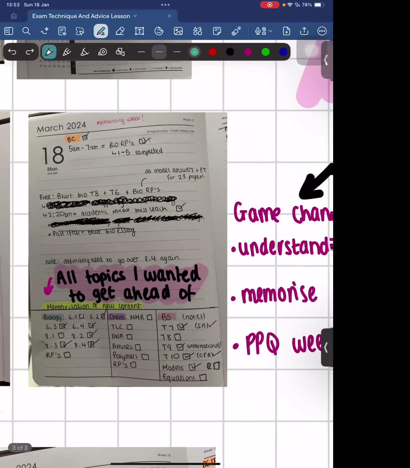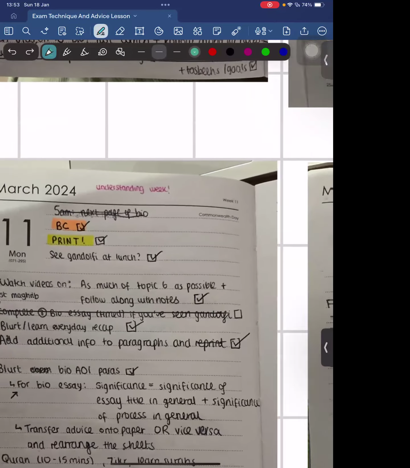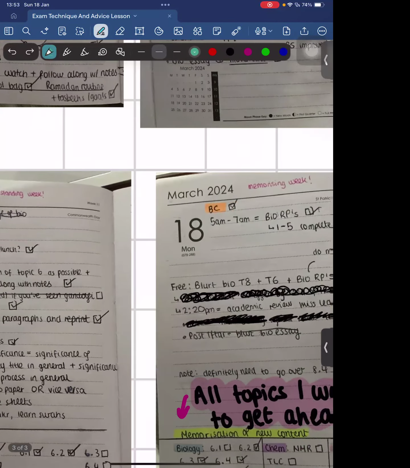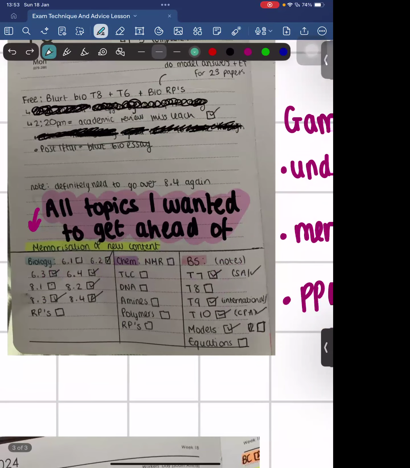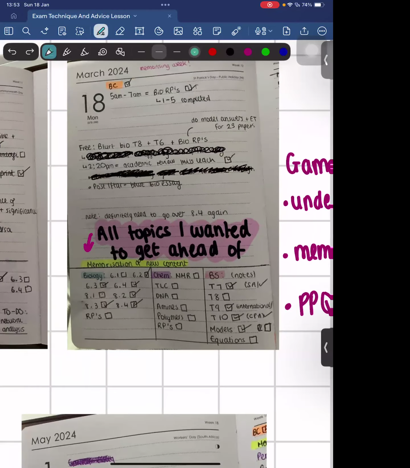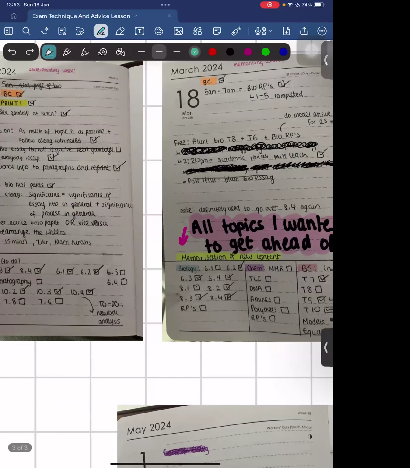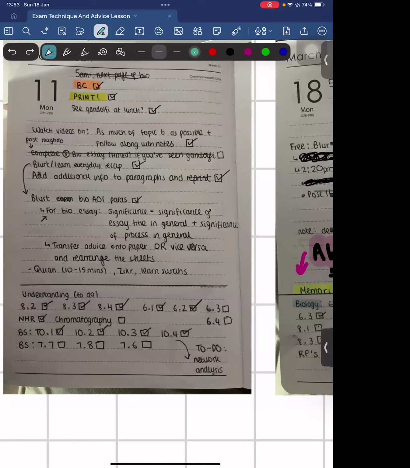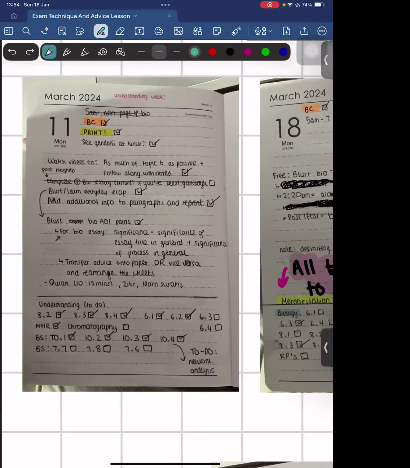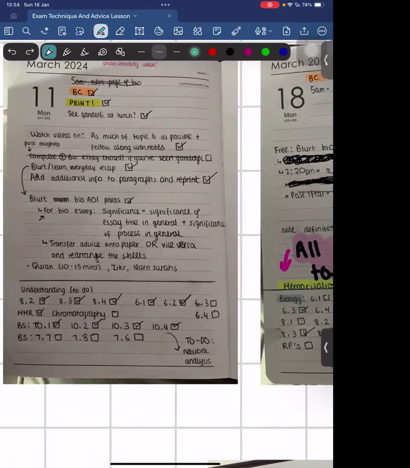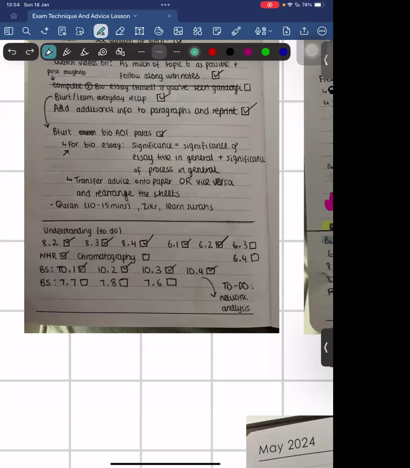So you can see it here. I literally wrote it down: understanding week, memorizing week. So this is all the topics that I wanted to basically do. As you can see, I had some of my biology done, a lot of my business done. Chemistry was clearly getting neglected here, but I can confirm I did get that all sorted by the end. But you can see how verbal I was with writing stuff down and having a clear, reflective plan on what I wanted to do. So yeah, you can see I was doing a little bit of NMR, chromatography, all of that stuff.